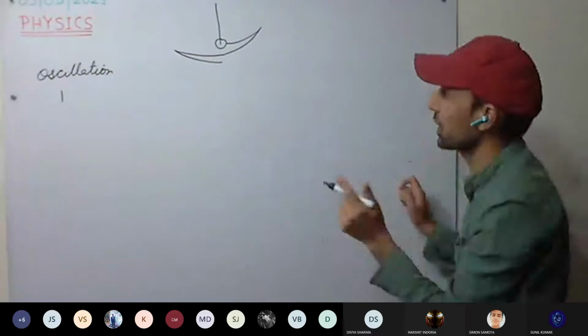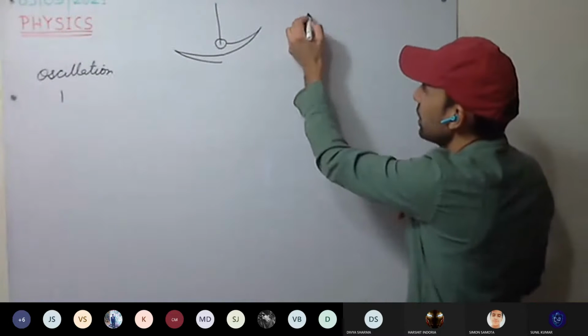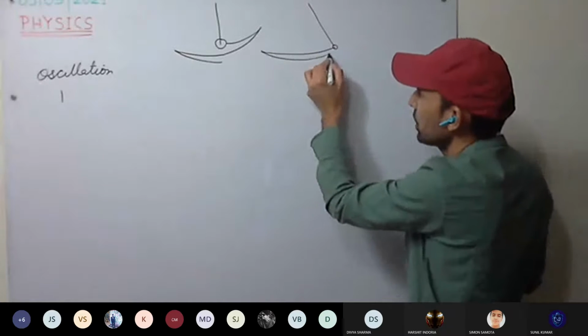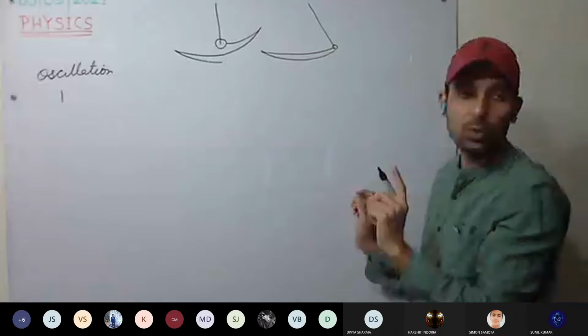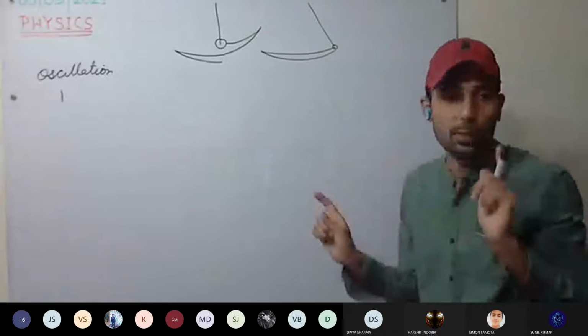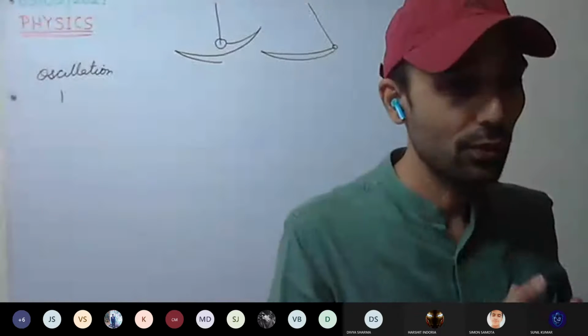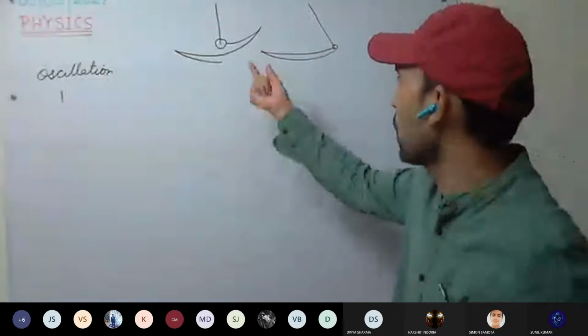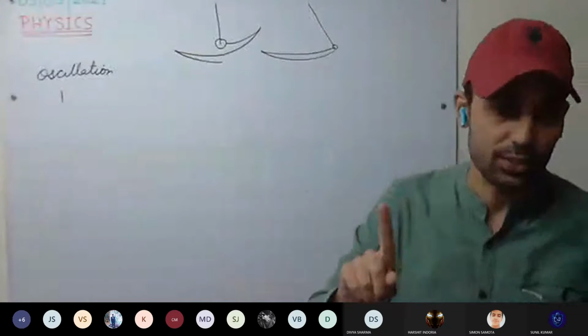This is one oscillation. Or as well we can call this one oscillation: from extreme position and coming back to the same extreme position. This is also one oscillation. That is one complete cycle. So one complete to and fro motion of a simple pendulum, or bob of the pendulum, is called one oscillation.